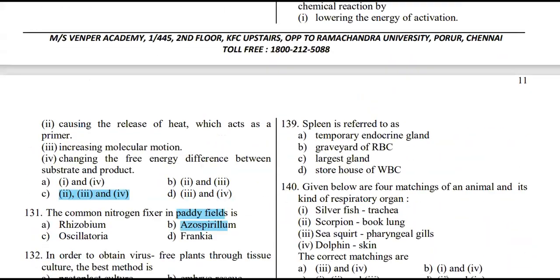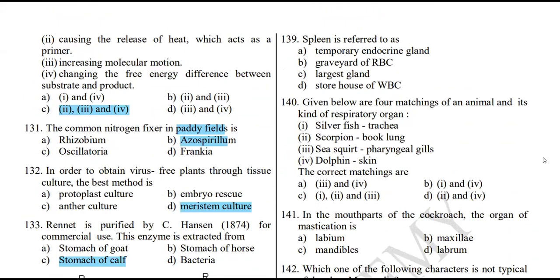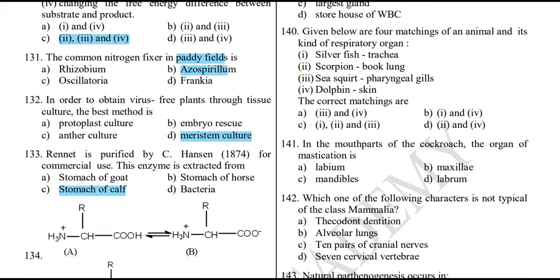Let's see the next question. Spleen is referred to as, very simple, the graveyard of RBC. Okay, so given below are four matchings of animal and its kind of respiratory organ. Silverfish has trachea, scorpion has book lungs, sea squirt has pharyngeal gills, but dolphin has nostrils. They do not have skin for respiration. So which ones of the four are correct? The first three are correct. So 1, 2 and 3 are correct. Not the fourth one.